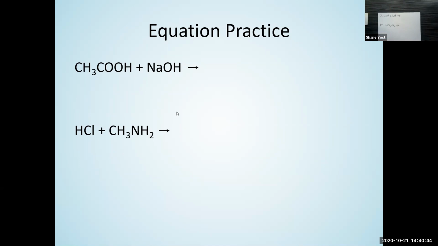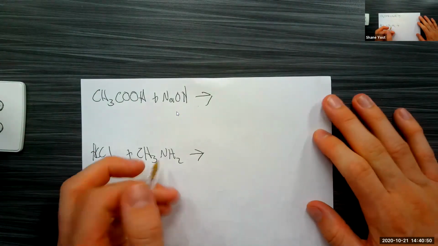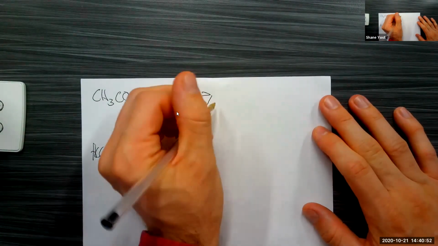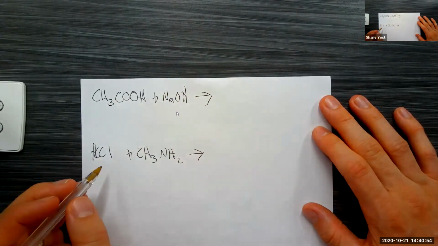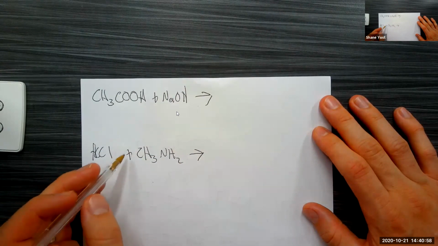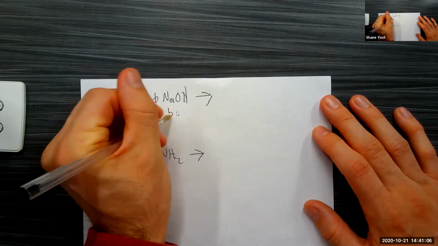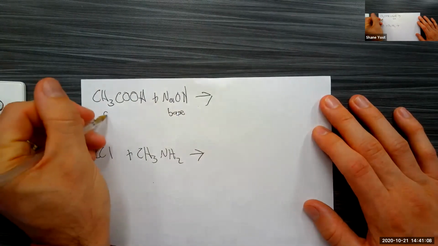For these two reactions, CH3COOH plus NaOH is going to form what? So what here is the acid and what's the base on the reactant side? This is our base. So this is our acid.